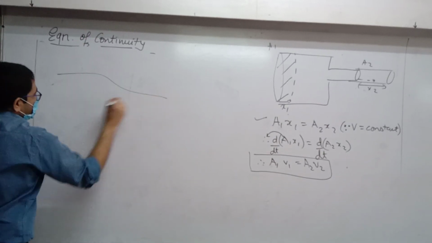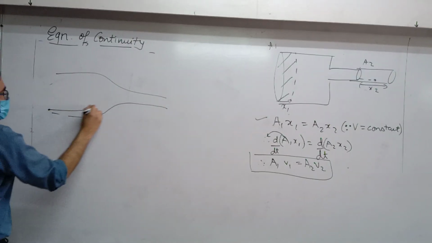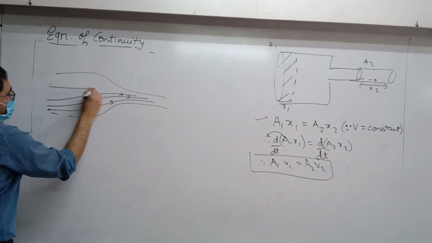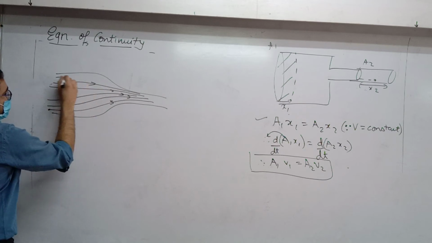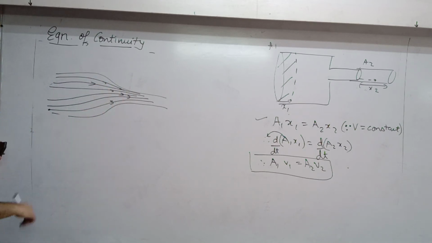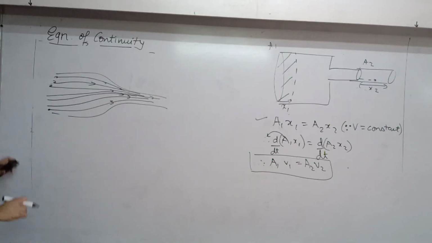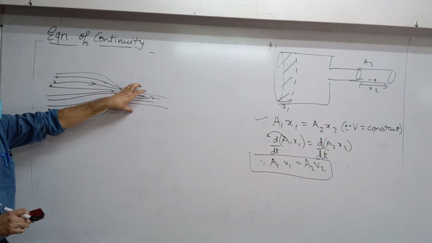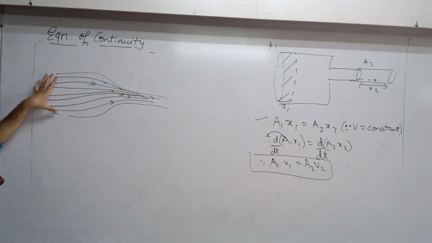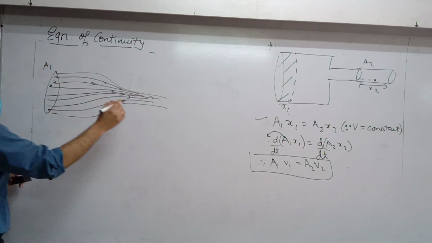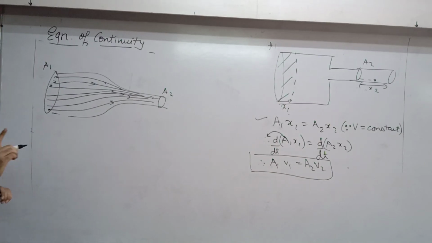Now, okay, so let's go to that example. Suppose there are some streamlines. Let's say there's one streamline, there's another streamline, there's one more, maybe one more here. Okay, let's say these are some streamlines. Obviously the streamlines are at more distance here, but over here the streamlines come close. So it's like a tube. Here the tube is broad and here the tube is narrow. So if I say here is area A1 and here is area A2, then which area is more, A1 or A2? A1. Yes, cross-sectional area A1 is greater.